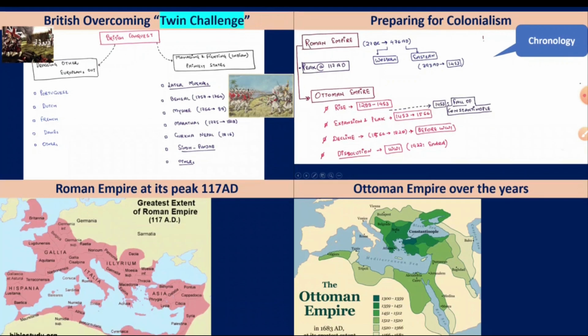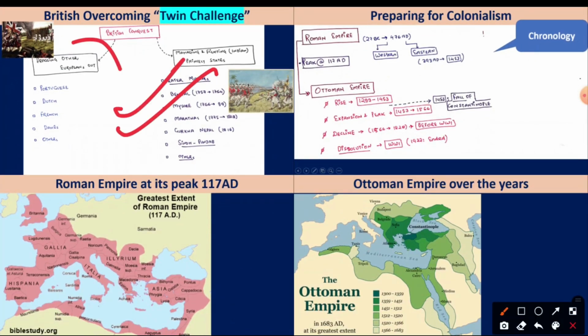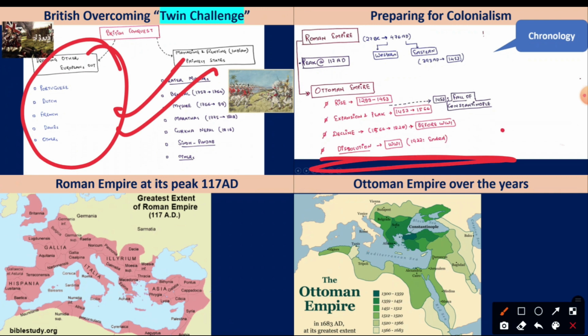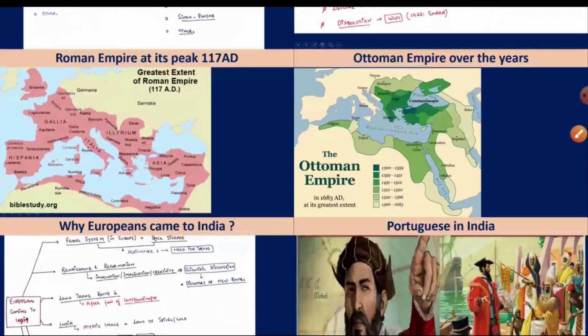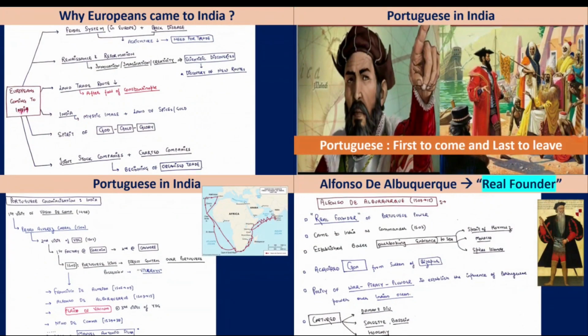Let's revisit a few things. We started by discussing the twin challenge the British had to face. The first was to drag the other Europeans out and fight with the other princely states. Then we saw the preparing for the colonialism that was there. We saw the timelines for the Roman Empire and the English, and what was happening at the same time in Europe: the age of Renaissance, Reformation, after the Dark Ages, after the Black Death. Then we saw the Roman Empire and the Ottoman Empire at their peak, how the Roman Empire led to the Ottoman Empire, and how the 1453 event was very significant, very seminal. Then why Europeans came to India, then the Portuguese, the whole colonialism of the Portuguese, then the Portuguese in India.